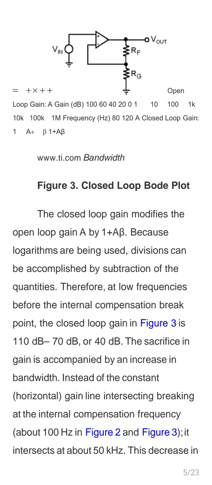Now the closed loop Bode plot. The closed loop Bode plot is A divided by 1 plus A beta, on a logarithmic scale. It is a division of complex quantities. Therefore, at low frequency with internal compensation, at the breakpoint the closed loop gain is 110 dB minus 70 dB, which is 40 dB. This is the gain traded for increased bandwidth. Instead of the constant gain line, it breaks at the internal compensation frequency, which is about 50 kilohertz.